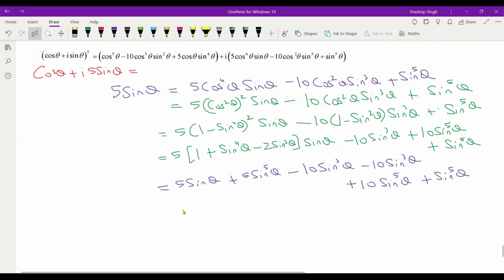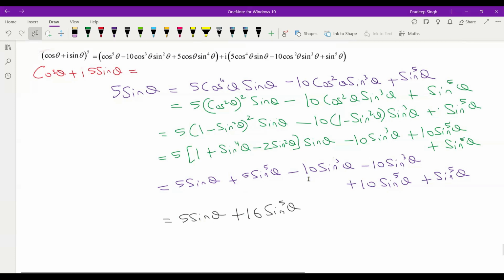Now let's simplify to get the overall answer. We have a 5 sin theta that cannot be clubbed with anything, so we write it as it is. Now we have sin^5 theta with a 5, over here we have 10 sin^5 theta, and at the end we have a sin^5 theta. If we add all the three terms, we will get 16 sin^5 theta. So it's basically like taking sin^5 theta as common: 5 plus 10 plus 1, which gets us 16.